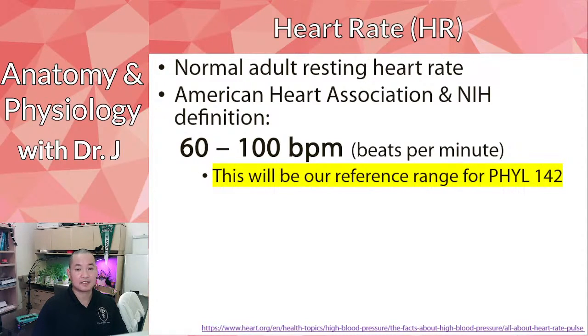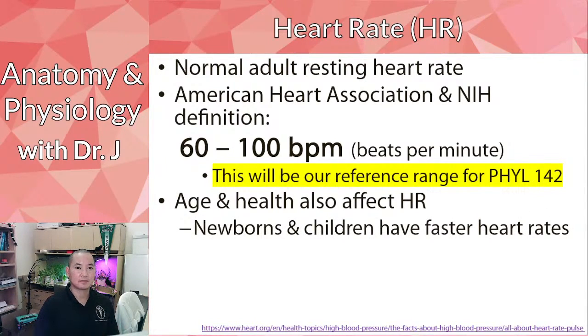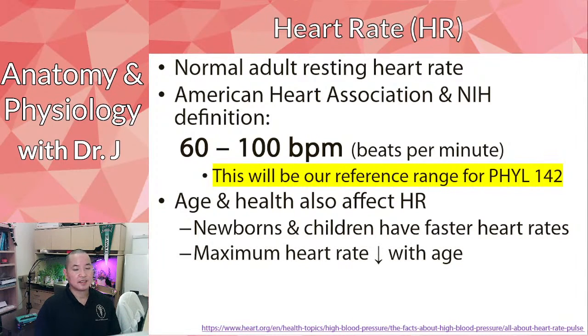Now this will be our reference range because I'll talk about abnormally high and low heart rates. And yes, age and health also affect heart rate. Our heart rate starts off faster when we're younger, and then as we age, it starts to drop as well. That's why I might ask you about the heart rate in newborns versus somebody in their 70s. Not in this class, but if you're going into nursing or medicine, you have to be more aware of that.